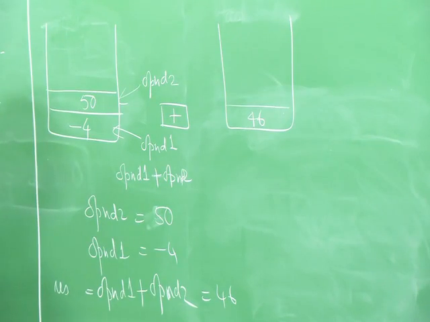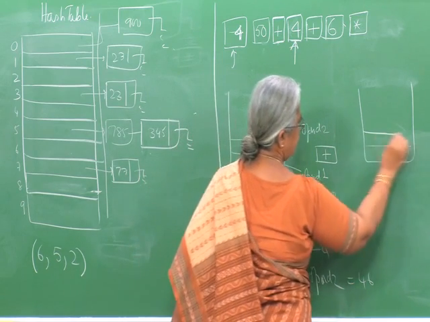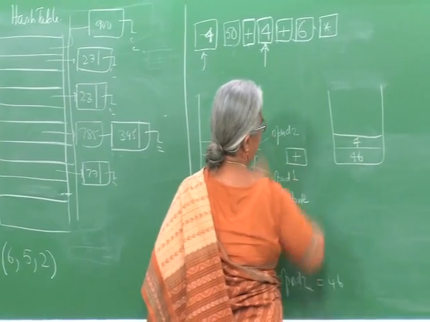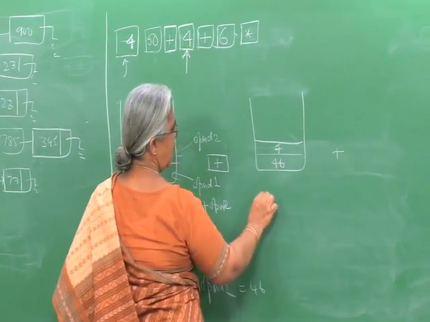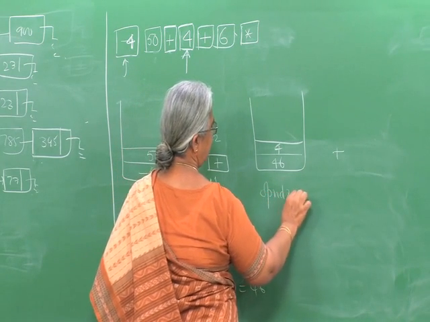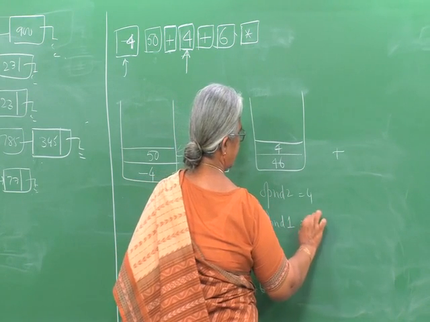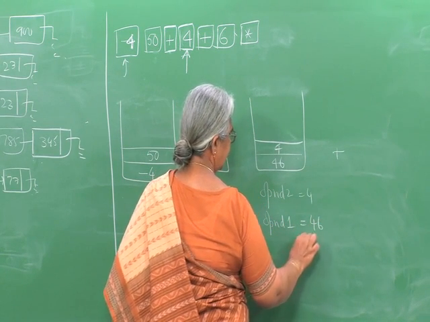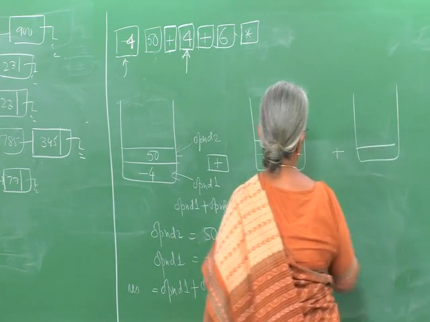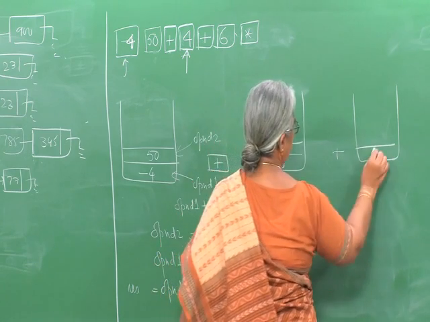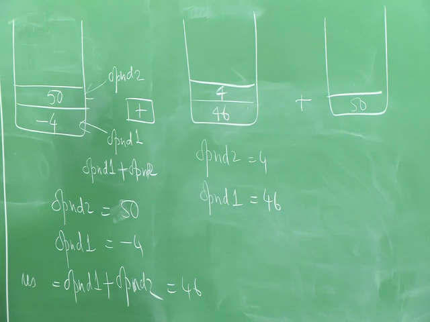Then we come to the next token, and I push it onto the stack because it's an operand. Then again I see a plus. Therefore, OPND2 is equal to 4, OPND1 is equal to 46, and I pop both of them out, so again my stack is empty. Then add these two numbers and push the result back onto the stack.